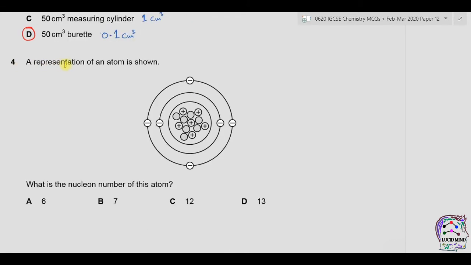Question 4. A representation of an atom is shown. This is the diagram. What is the nucleon number of this atom? Nucleon number means the number of protons plus the number of neutrons present in the nucleus of any atom. In this given atom we can see that there are 1, 2, 3, 4, 5, 6 protons present and 7 neutrons are present. So 6 plus 7 we have 13 nucleon number. So the answer is D.